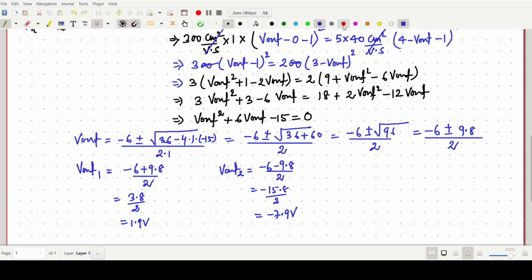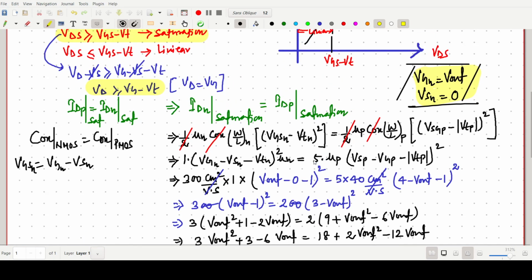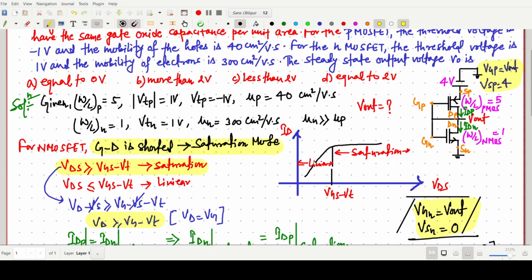So okay, now we have to decide which one is correct. The V output value cannot be minus 7.9 volt because the supply is 4 volt. Okay, so this answer will be wrong. So the correct answer will be 1.9 volt, V output 1. So in our option, V output is coming 1.9.